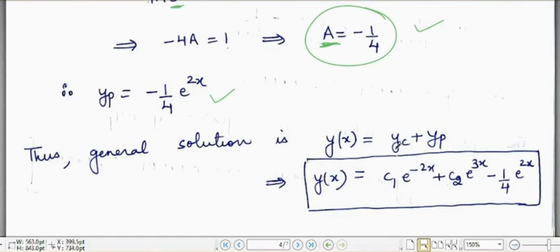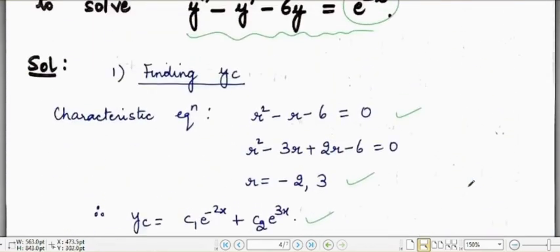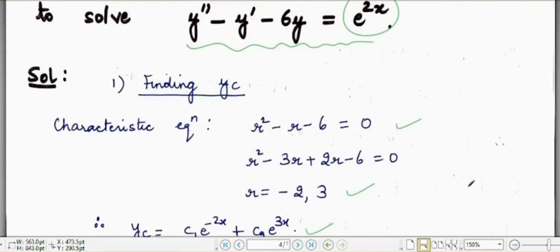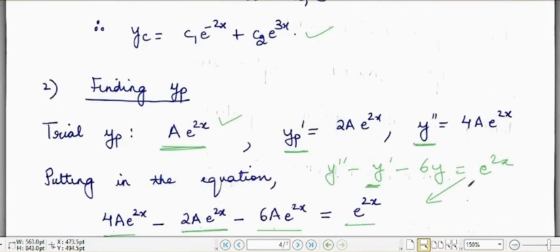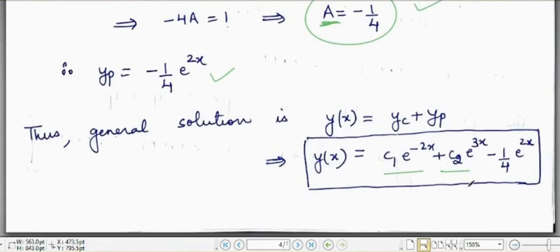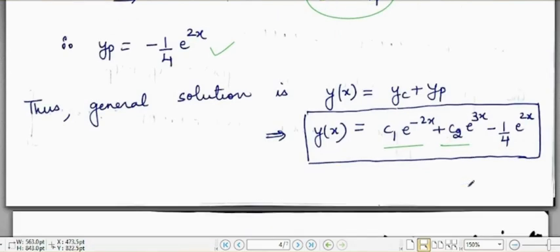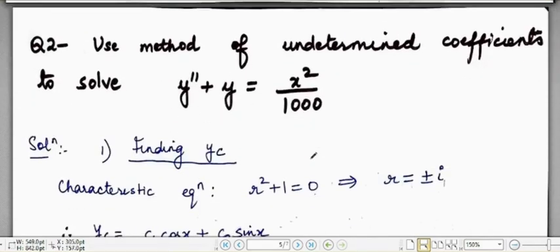So your solution looks like yc plus yp. This was your yc which you obtained in step number 1, looking at the roots of the characteristic equation, and your yp which you had guessed as a e to power 2x works for the choice a equal to minus 1 by 4. So this is your yp. So you are done. Now let's move on to the next problem.